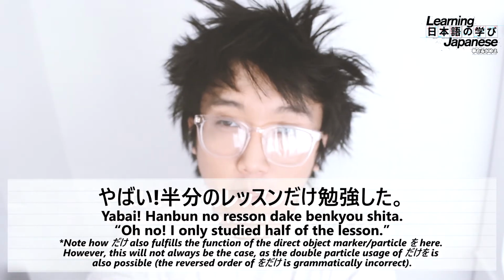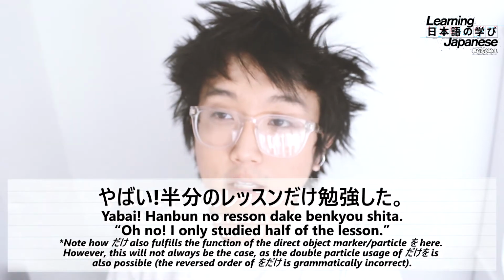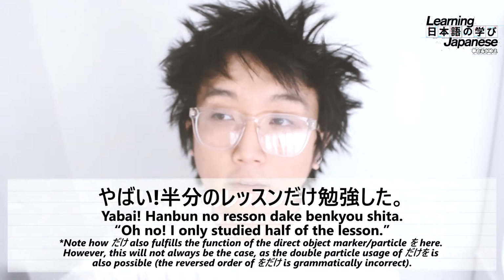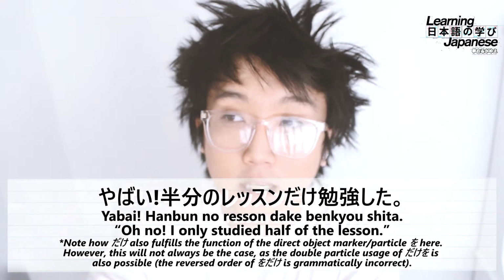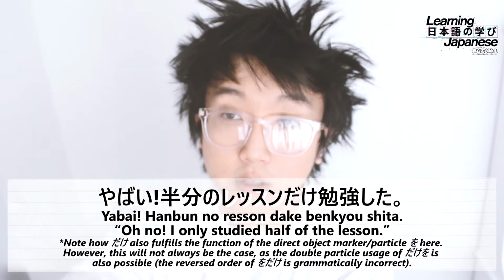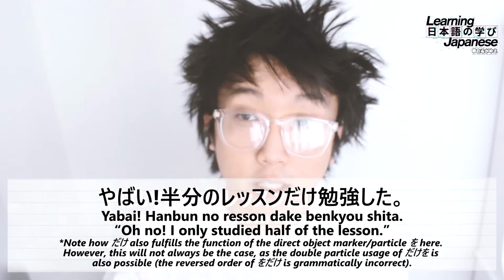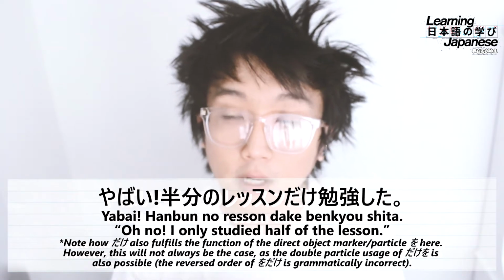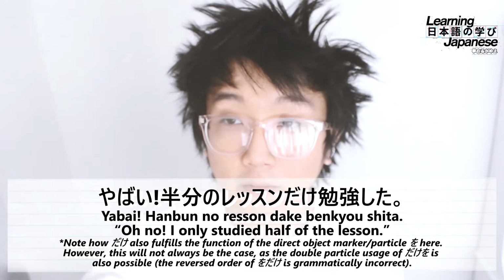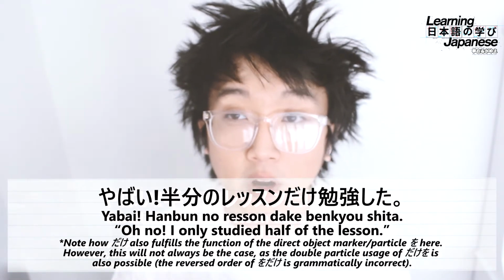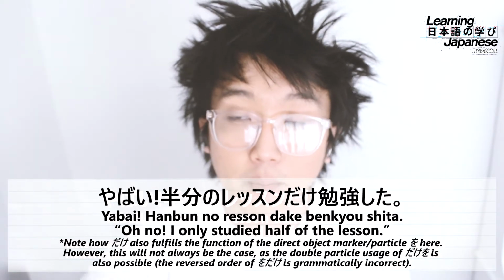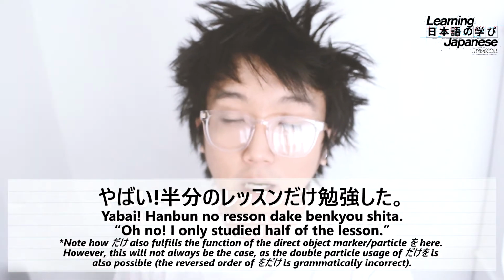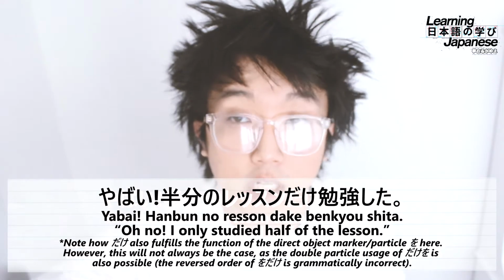Moving on, we have the noun of a noun modification, hanbun no lesson. This is going to be the word hanbun, which means half, and then lesson, which means lesson. So hanbun no lesson is going to be half of the lesson. This is going to be the word, or kind of conjoined word, since it's a noun and noun modification, that we're going to use with our grammar pattern here, dake. So hanbun no lesson dake is going to be only half of the lesson, or just half of the lesson.